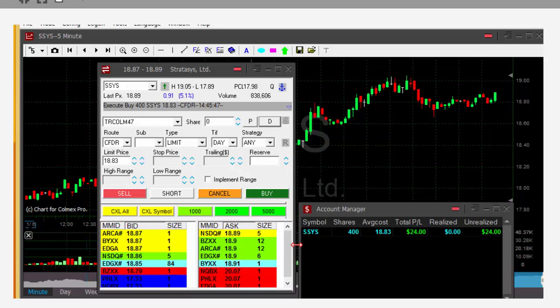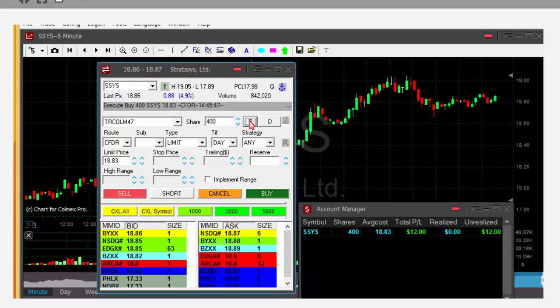Okay, I'm glad I'm not losing money here. So I'm long 400 shares. I want to see how many shares I have, so I'm going to click the P button. Okay, position. That's the position button. The position button shows me how many shares I have. In this case, it's long. If I was short, it would show minus 400.